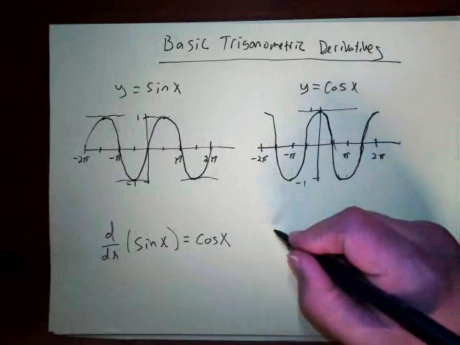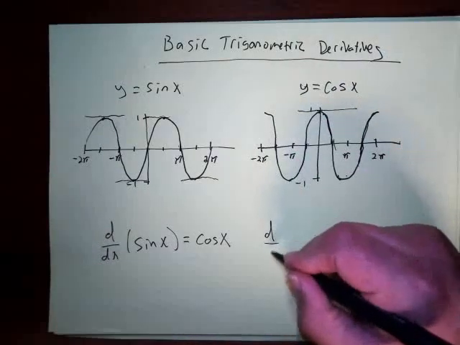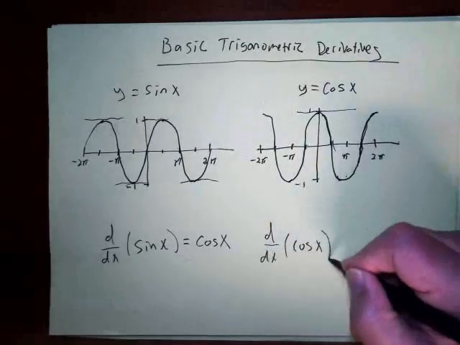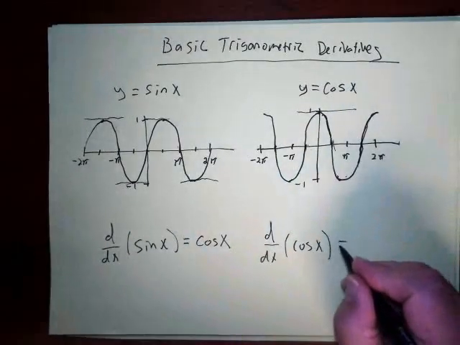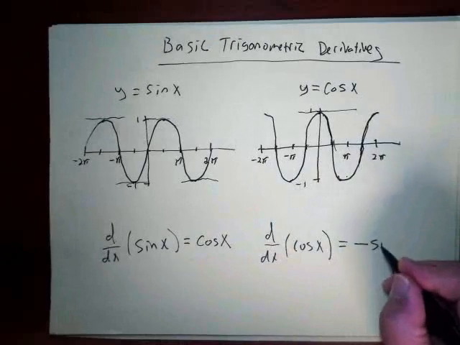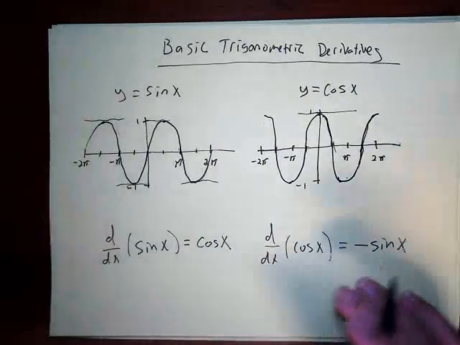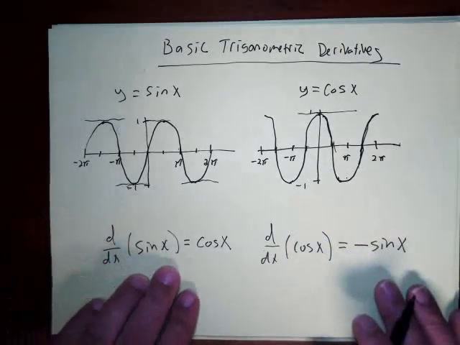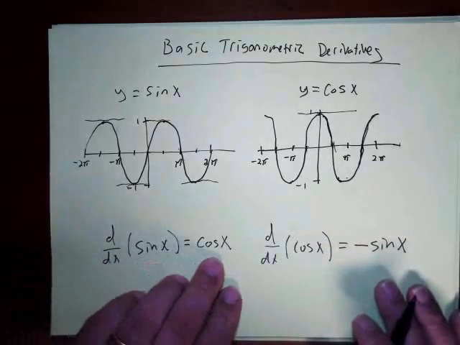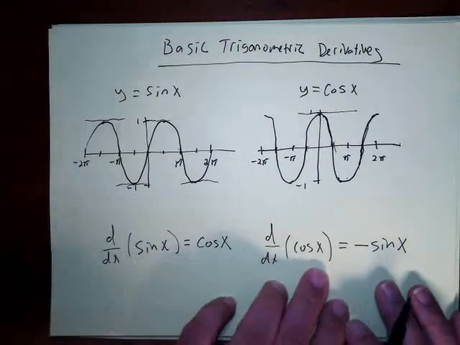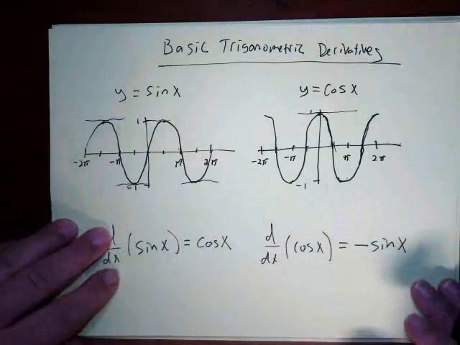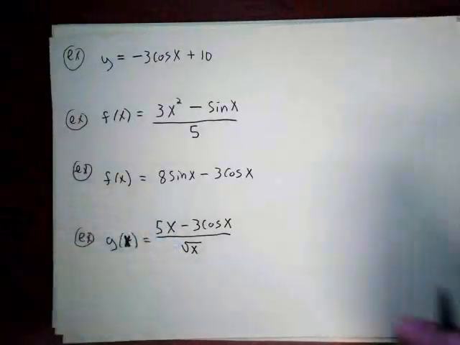In other words, the derivative of cosine is not equal to sine. I guess that would have been kind of nice, but it is equal to the opposite of the sine of x. And these are the two main derivatives, the derivatives for sine and cosine. So the derivative of sine of x is the cosine of x. The derivative of the cosine of x is the opposite of the sine of x. Okay? And so now let's use these to find some derivatives here.